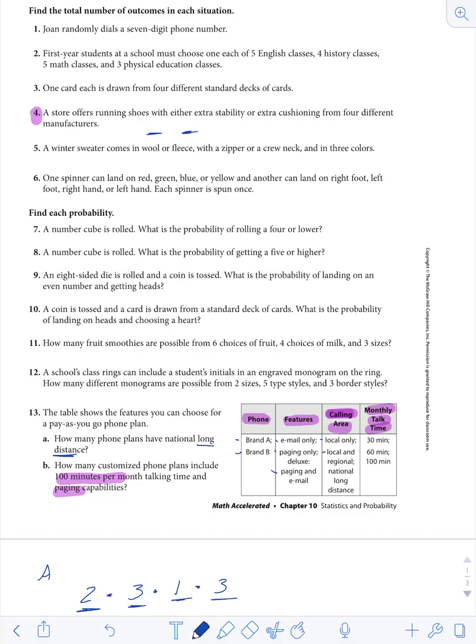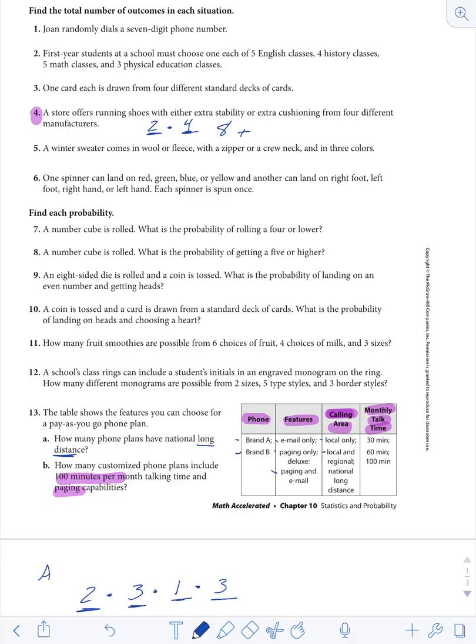So we have 2 different things we're looking for. We have the manufacturers, and we have the support. So now, what do we have? How many options for support? Well, we have stability and cushioning. That's 2 options. Okay, then we have 4 different manufacturers, so we plug in the 4. And again, just like before, we multiply to get 8 different types.